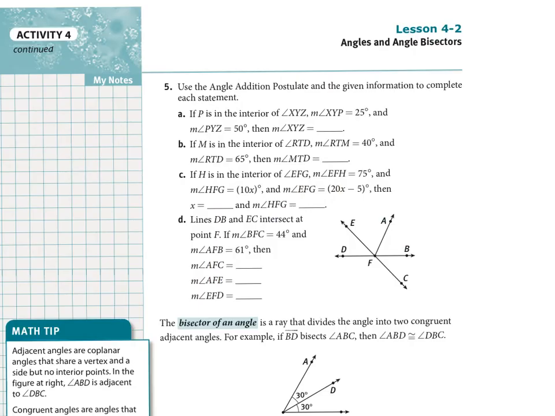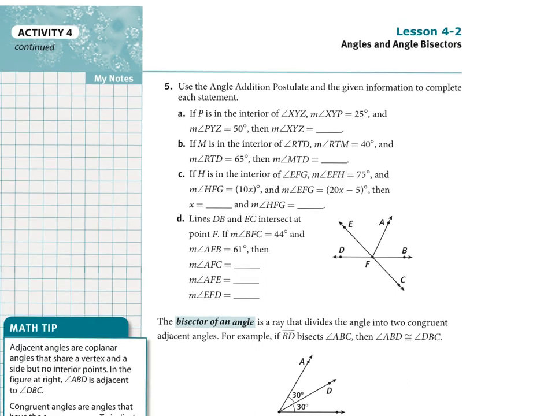So we're going to use the angle addition postulate, what we just learned on the previous page, and the given information to complete each statement. It may help to draw pictures to visualize what each problem is saying. So let's look at part A. It says if P is in the interior of angle XYZ. So I'm going to go ahead and draw that just similar to how we did it on our previous page.